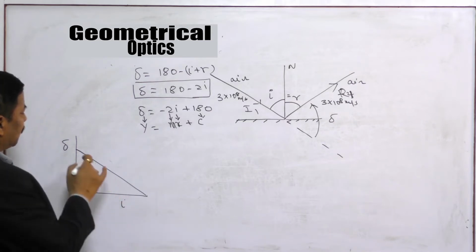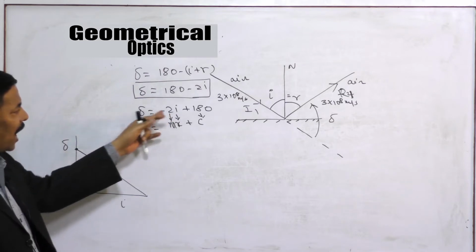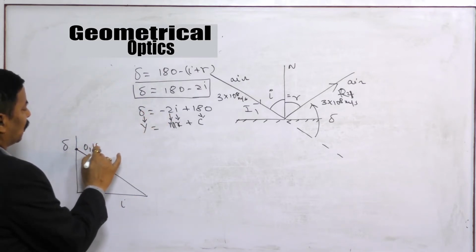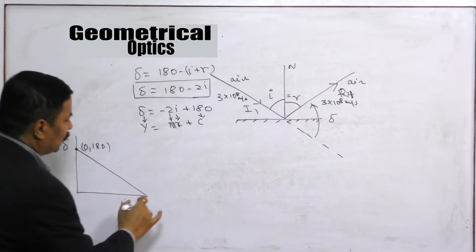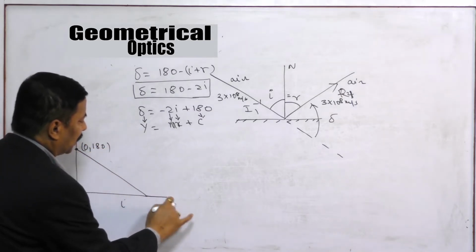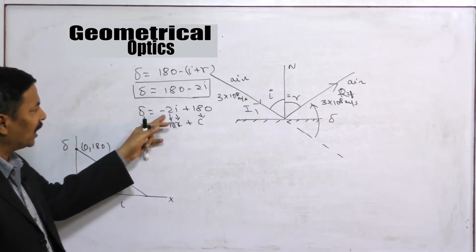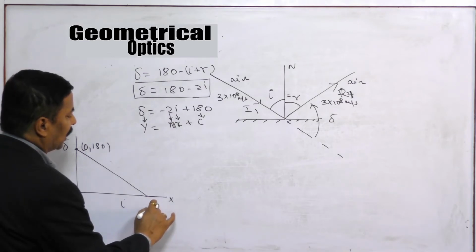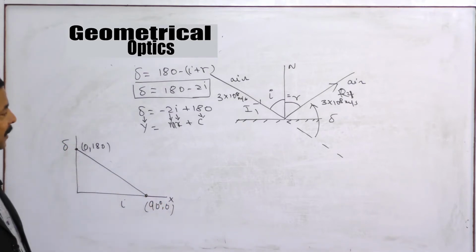If I see this point, at this point I is 0, so delta is equal to how much? 180, so this point is 180. Here delta is 0, so I is how much? Delta is 0, so I is equal to 90 degrees, so it is 90 degrees and 0. These are the two points. These points have a specific name.